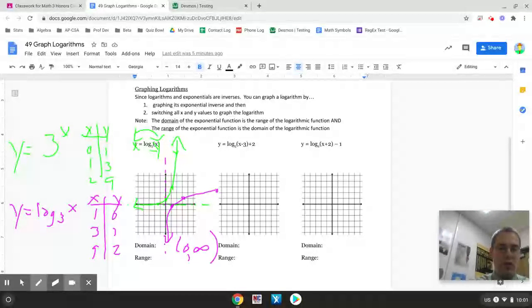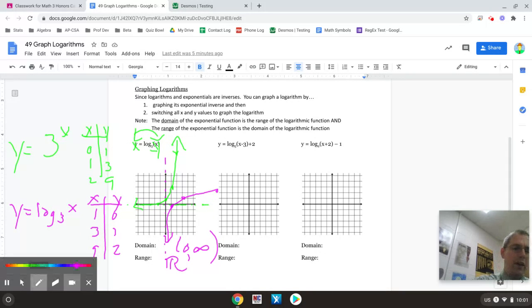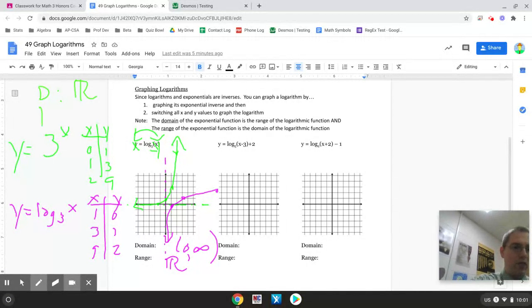My range, on the other hand, is all real numbers because you can see that thing goes all the way down off the bottom and all the way to the top. Now, just for a way of comparison, for my original exponential function, my domain would have been all real numbers. And my range would have started at 0, couldn't have been 0 because there was an asymptote there, and gone to infinity.